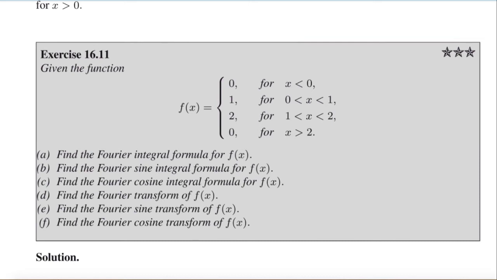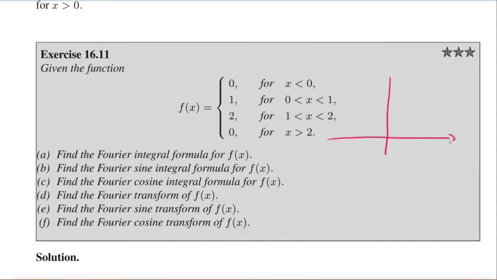Here in exercise 16.11, I would like to play around with these Fourier integral formulas and Fourier transform, and also the sine and the cosine version of these. And we do all this with one given very simple function, and the function is here. So let me plot this.